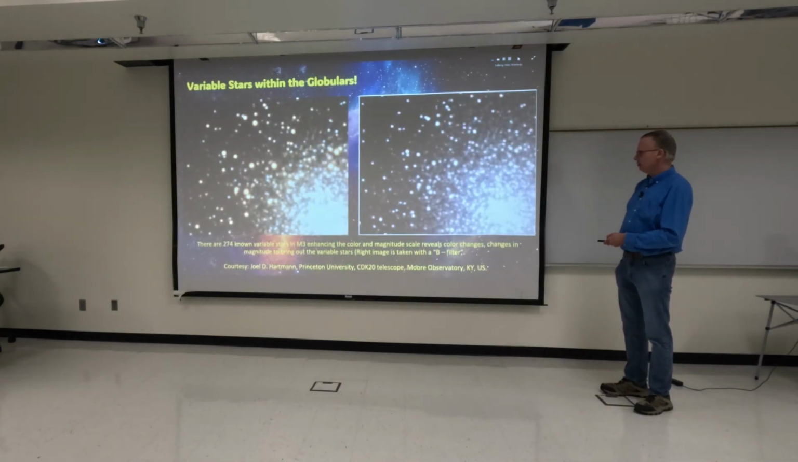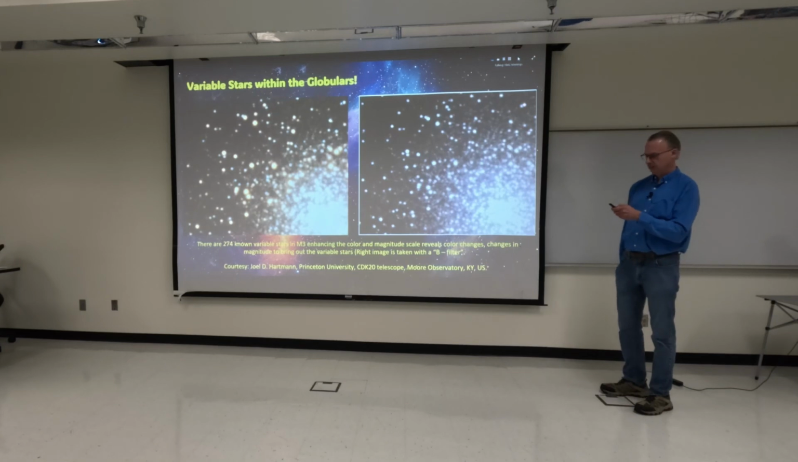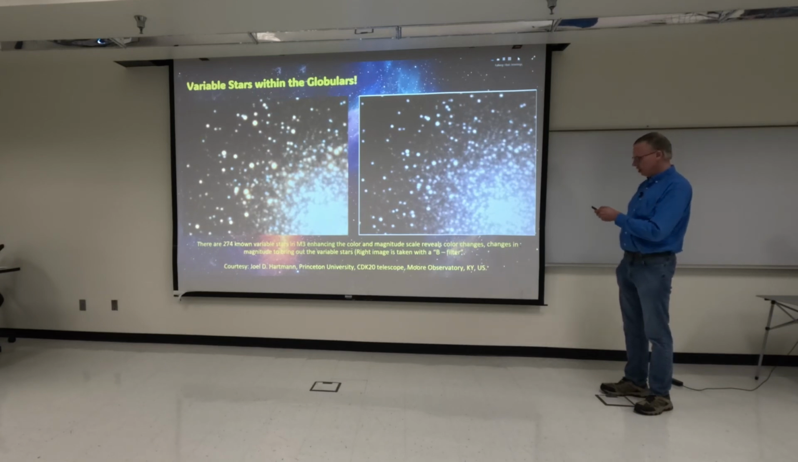Right here, we can use that same logarithmically scaled version. I think this was for M3, and you can see the stars flickering right there. That allows us to really pick out the variable stars and look at the brightness and change in brightness. And we can measure the depth, the shape, the structure, and the distance of the globular clusters. This was taken from the Moore Observatory, courtesy of Joel Hartman, Princeton University. He used a 20-inch CDK scope, so it's something you can use with CDK scopes. Those are the Cassegrain-Dall-Kirkhams.